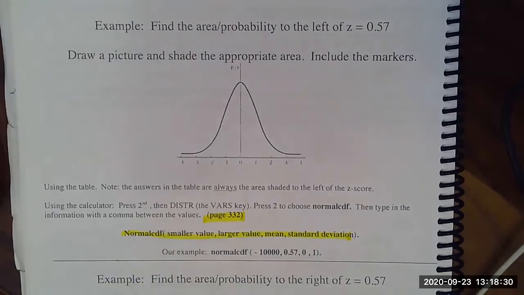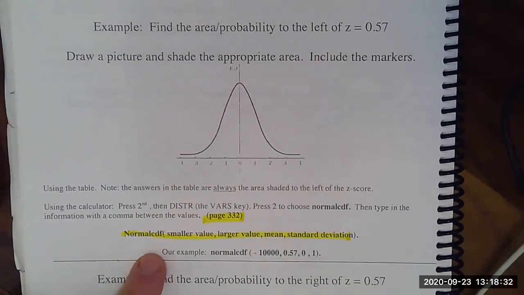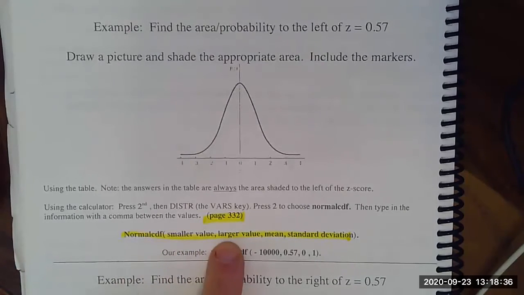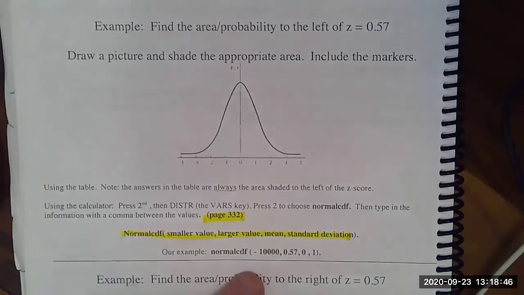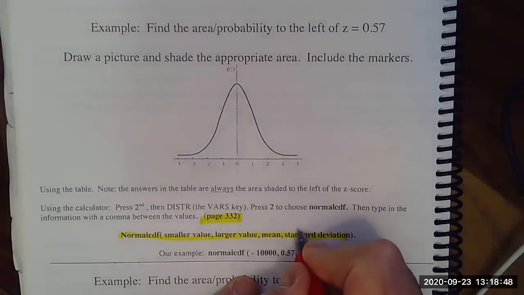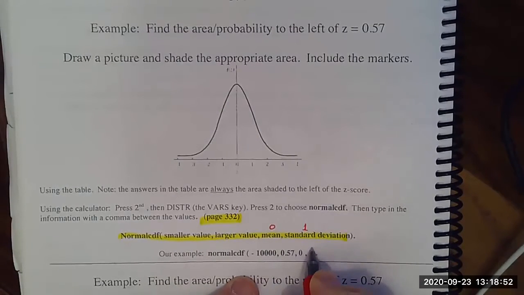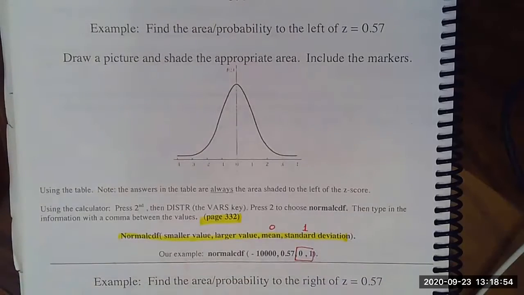That's called normal. So I'm highlighting that. Notice it's normal CDF. That's what we're going to do. Smaller, larger, I have to explain what that is in a second. The mean, you're always going to be given the mean. By the way, if it's a z-score, the mean will be 0 every single time, and the standard deviation will always be a 1. See that right there? So for today, that will always be true.